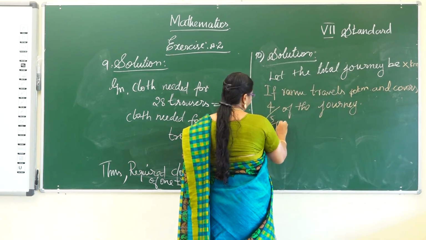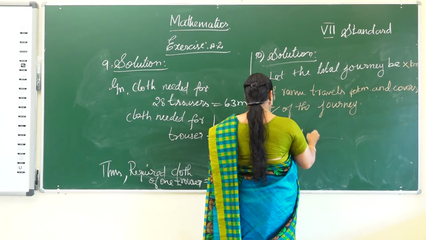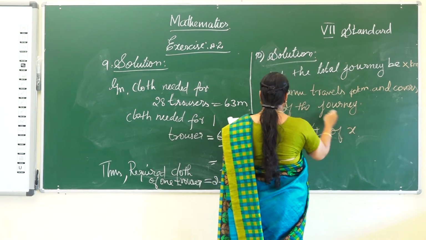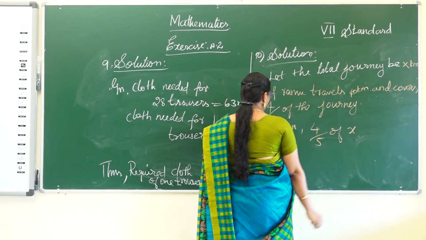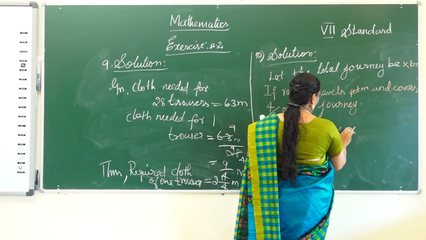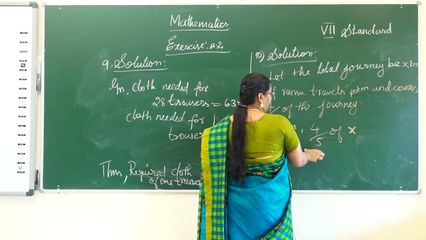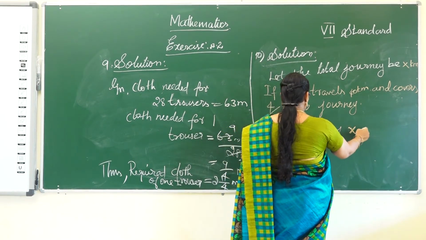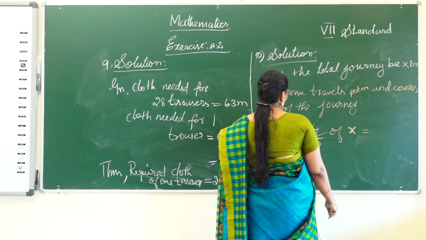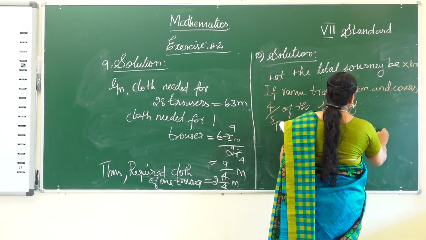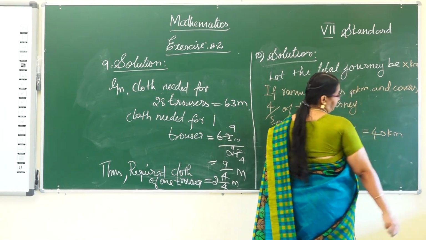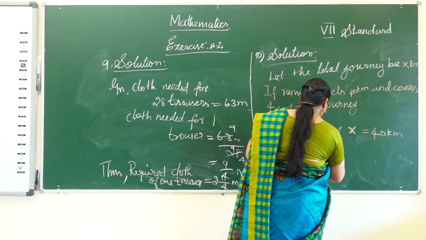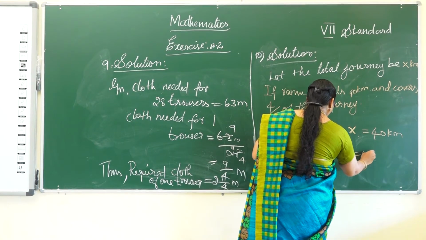Okay, then what we do? 4/5 of the total journey of x. The total journey we have considered as x. So the covered distance, 4/5 of the total journey, is equal to how many kilometers are given? 40 kilometers. He checked after 40 kilometers. Okay, so 4/5 into x is equal to 40.